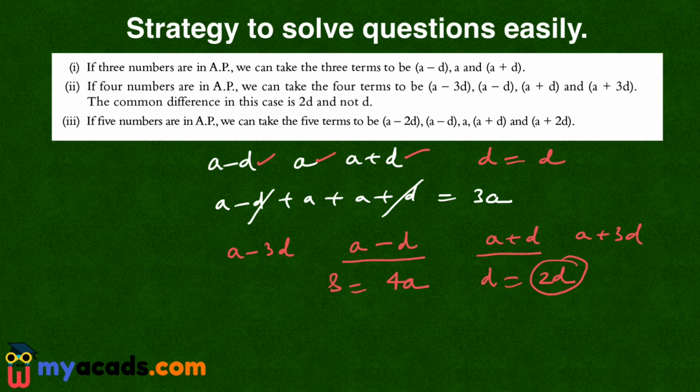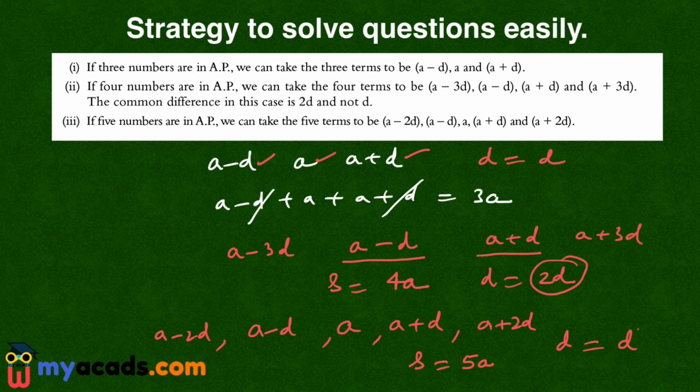Similarly, if a question says that there are 5 numbers which are in AP, then I should take those 5 numbers as a minus 2d, a minus d, a, a plus d, a plus 2d. Now when I take the sum of these 5 numbers, the d terms will cancel out and it will become 5a. So by this, I can solve questions easily because my calculations will be simplified. Here remember that the common difference is d.